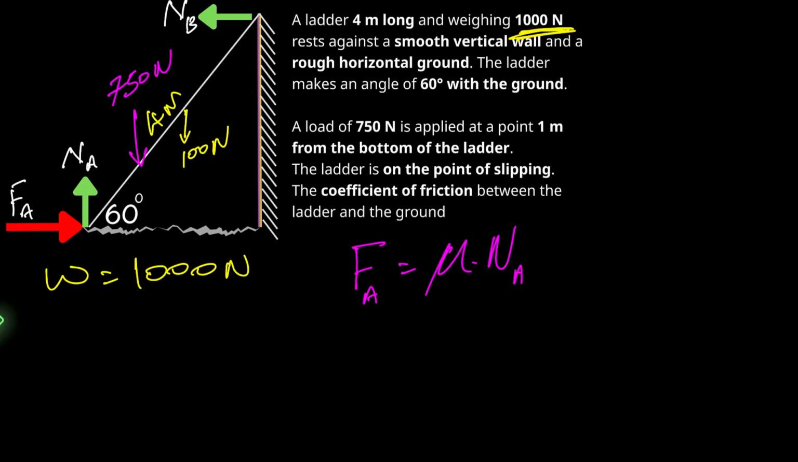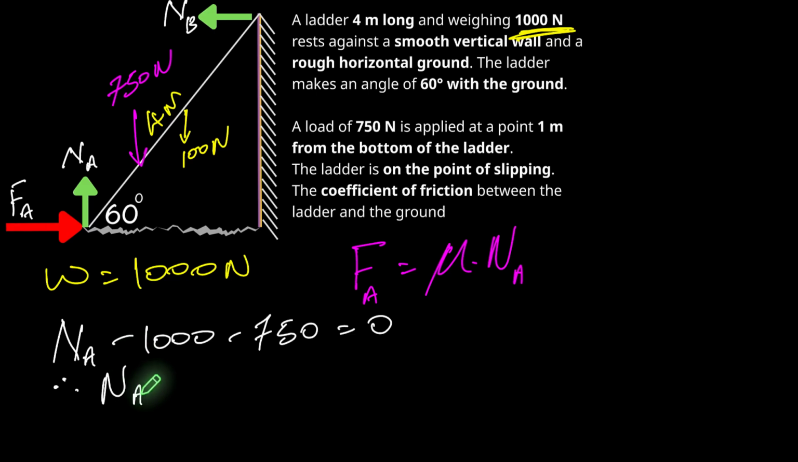So if all of these must sum to 0, what we're going to do is take upward force to be positive. That means NA is going to be our positive force here. And we're going to take 1000 because that's going the opposite direction, downward. And we're going to take also 750. And all of that should be equal to 0.